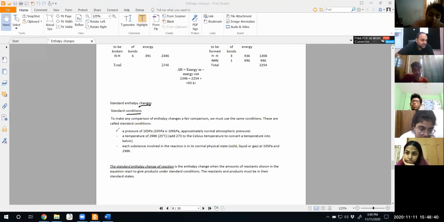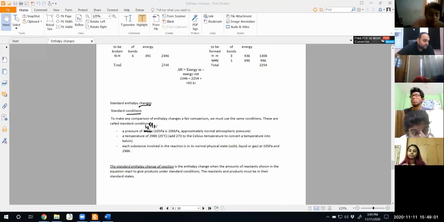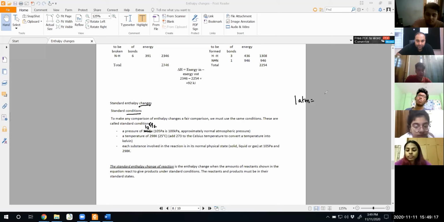The standard conditions is our reaction has to have a pressure of 10 to the power 5 pascals. There's a mistake, 10 to the power 5 pascals pressure, or 1 atm. So 1 atm is 101.325 kilopascals. So we just take it as 1 atm is 101 kilopascals.